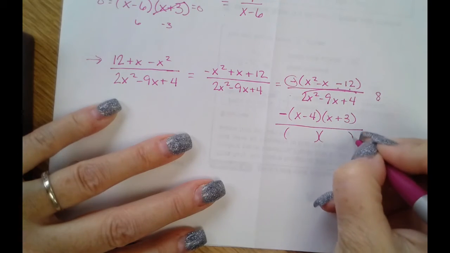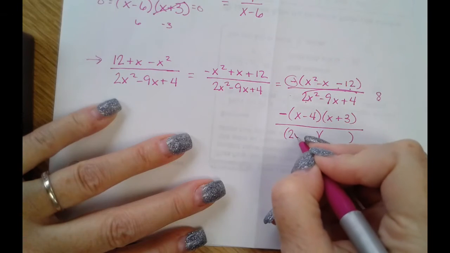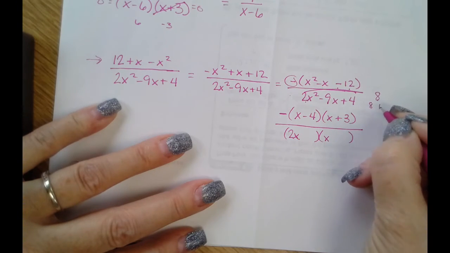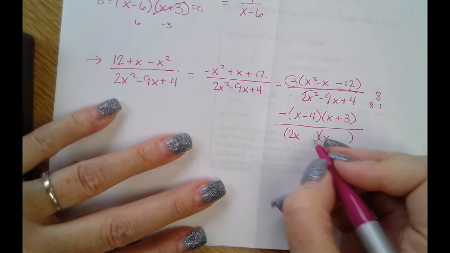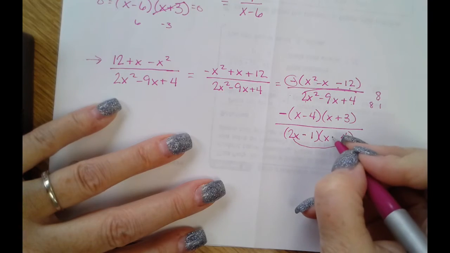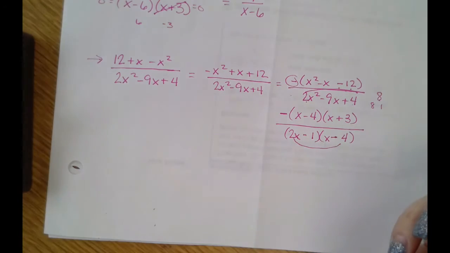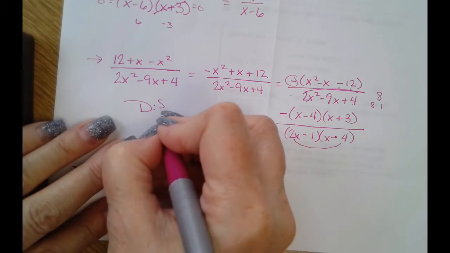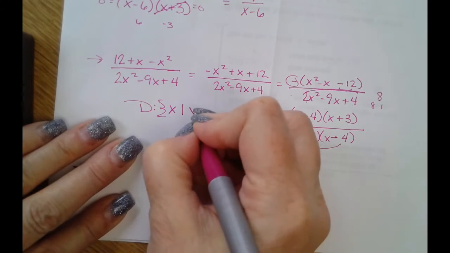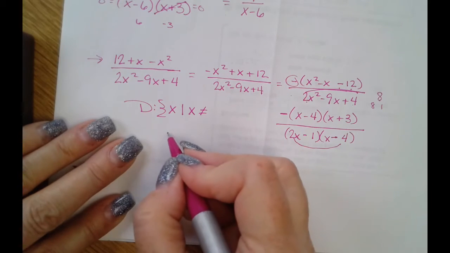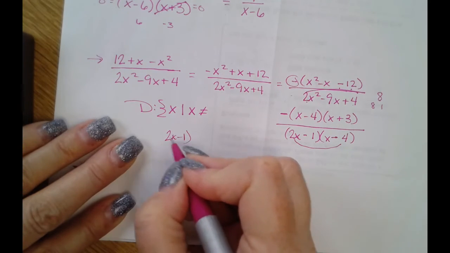So I'm ready to simplify, but I do have to do my domain. So x such that x cannot equal, setting these both equal to 0 again. So I have 2x minus 1 equals 0, and x minus 4 equals 0. So x is 4 here, and then I add 1 divided by 2, so x equals 1/2 here. So x cannot equal 1/2 or 4.